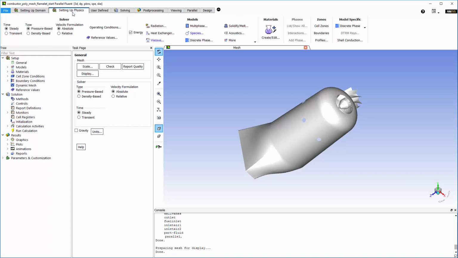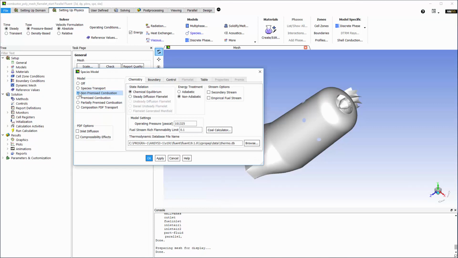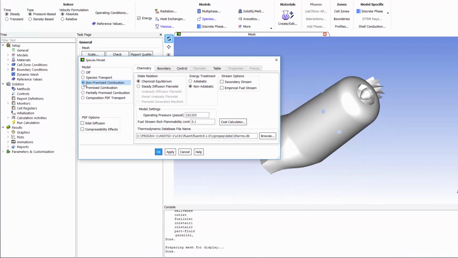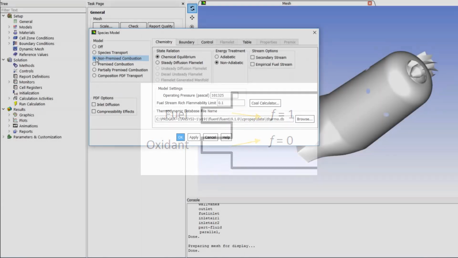To access the steady diffusion flamelet model settings, I must change the species model from species transport to non-premixed combustion. In non-premixed combustion, fuel and oxidizer enter the reaction zone in distinct streams. This is in contrast to premixed models, in which reactants are mixed at the molecular level before burning.